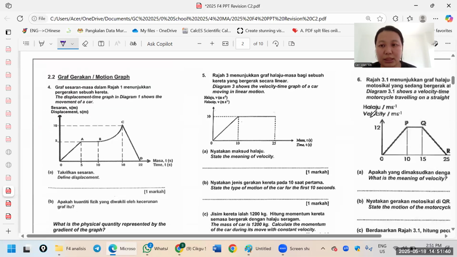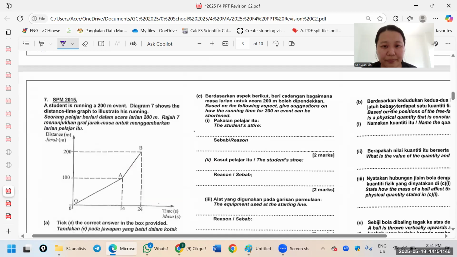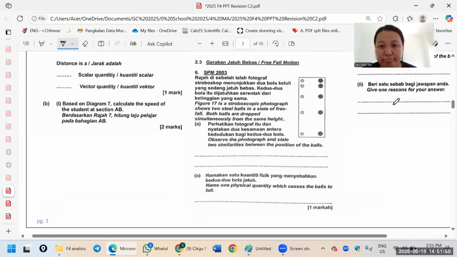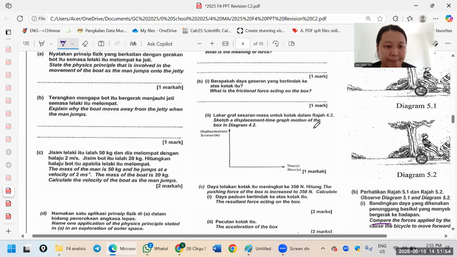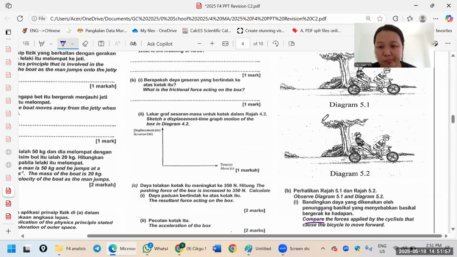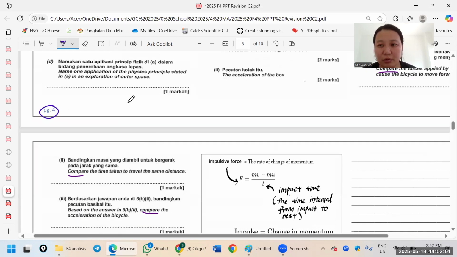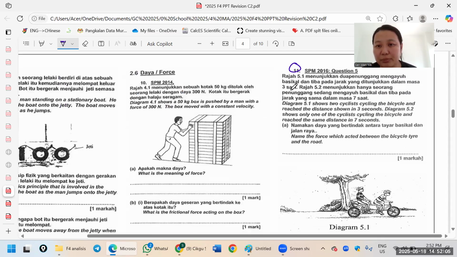Then this one, you will see here got ST graph, BT graph. Let me see. Compare, contrast. No, wait, page 4. Compare again. Compare. So please read properly.